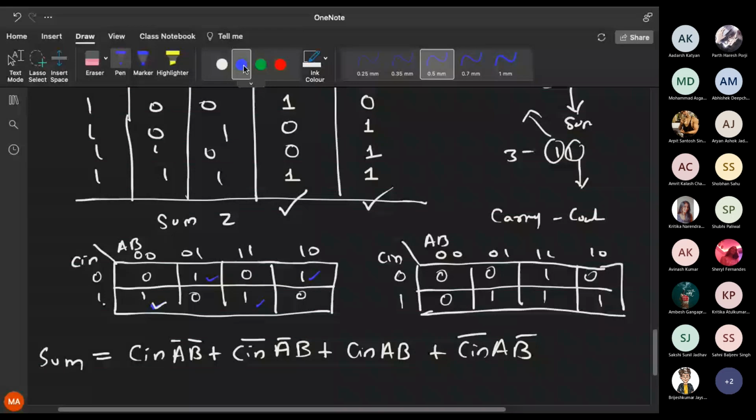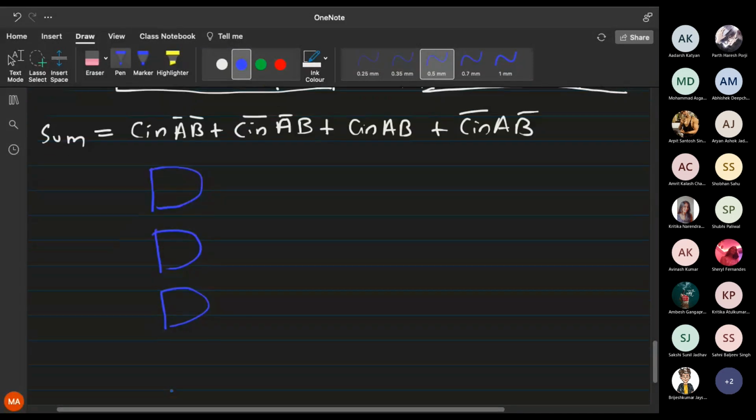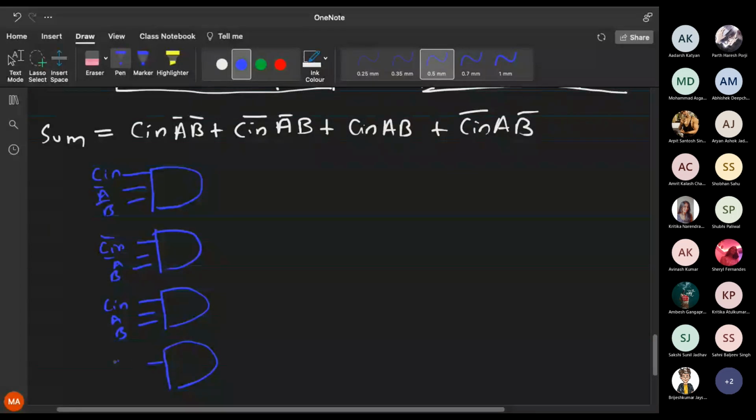You have found the equation, so kindly draw the circuit. So how many AND gates are required? So 4 AND gates are required. पहले AND gate का input आएगा C in, then we have A bar, then we have B bar. For this we have something called as C in bar, then we have A bar, and then we have B. For this AND gate we'll have C in, A, B. For this AND gate we'll have C in bar, A and B bar.